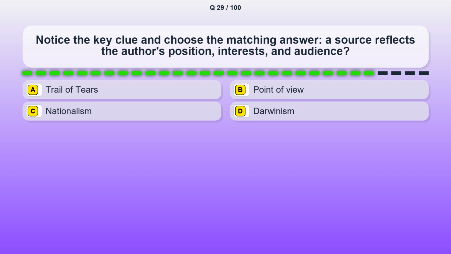Question 29. Notice the key clue and choose the matching answer. A source reflects the author's position, interests, and audience. Option A, Trail of Tears. Option B, Point of View. Option C, Nationalism. Option D, Darwinism.